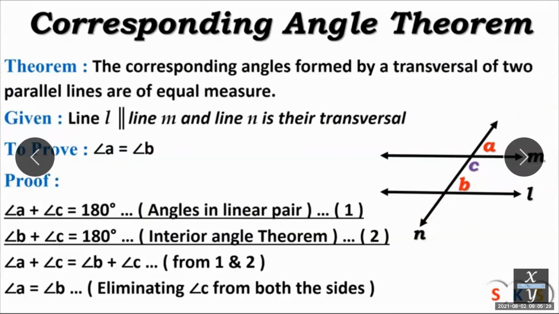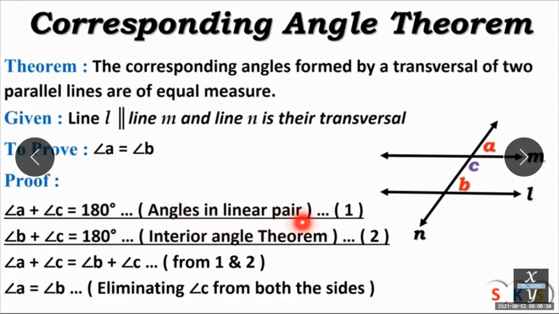Now see here in the diagram, you can see two pairs of angles, angle A and angle C. It is a linear pair of angles. Now angle B and angle C. It is a pair of interior angles. So only these two properties will be helpful to write the proof. Now first here angle A plus angle C is 180 degrees, because we know that the linear pair of angles are supplementary, so they together measure 180 degrees. Now the reason is angles in linear pair.